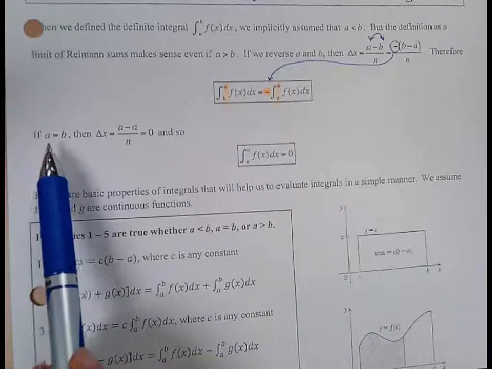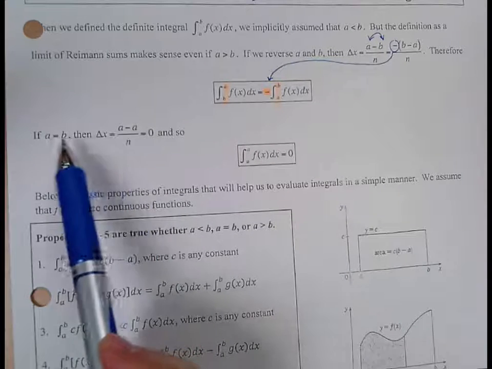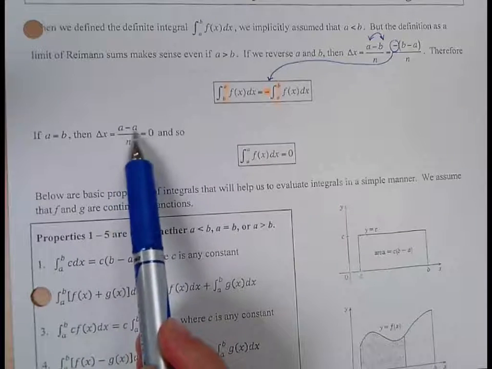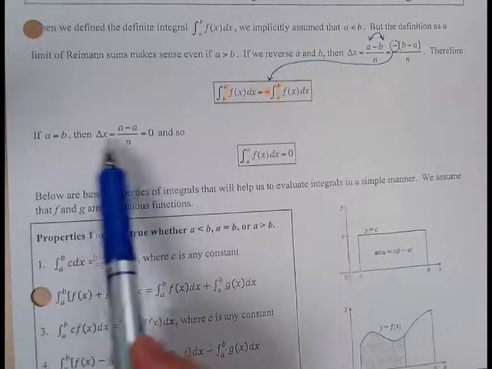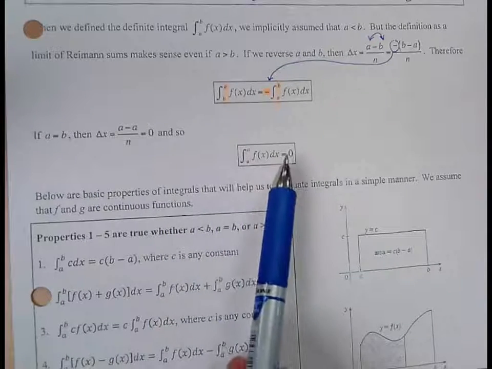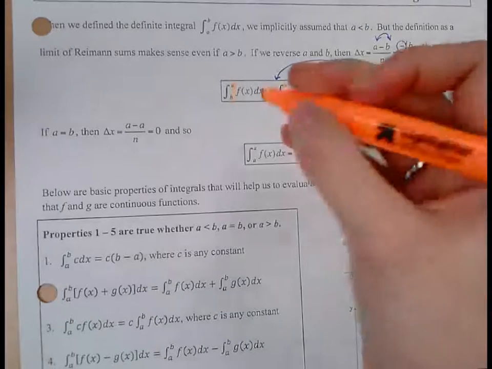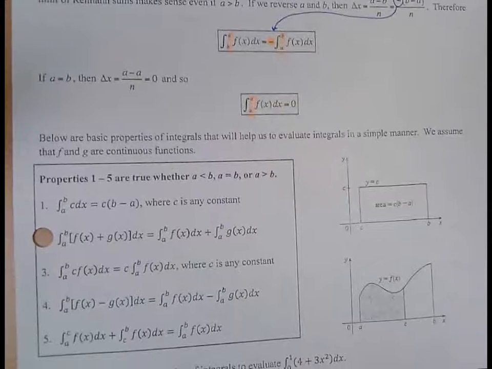If a is equal to b, then when you calculate delta x, so if a and b are the same, rather than having a minus b here, you would have just a minus a or b minus b. Either way, it's 0. And therefore, if there's no change in x, the integral itself is just 0, because your width would be 0. So any area of a rectangle with a width of 0 is going to be 0. So if you have an integral where the limits of integration are the same, it's equal to 0. So the integral from 2 to 2 of any function would be 0.